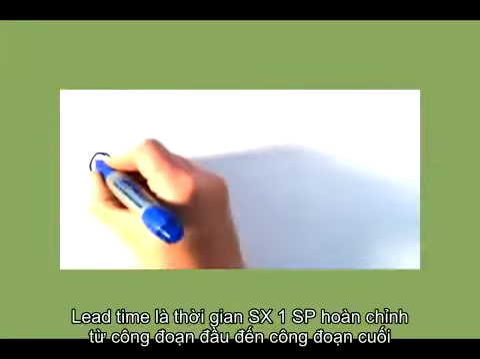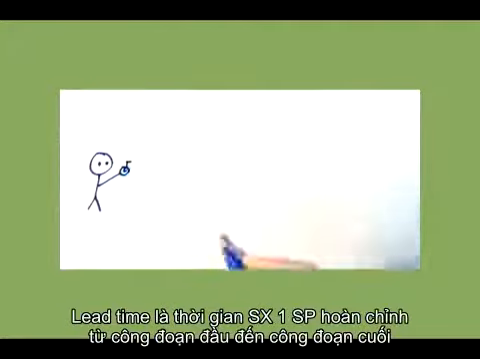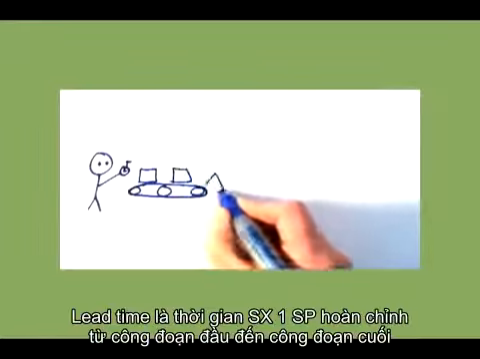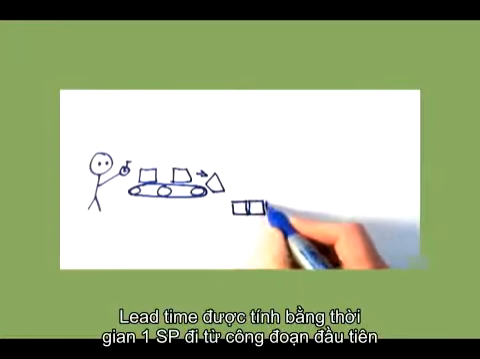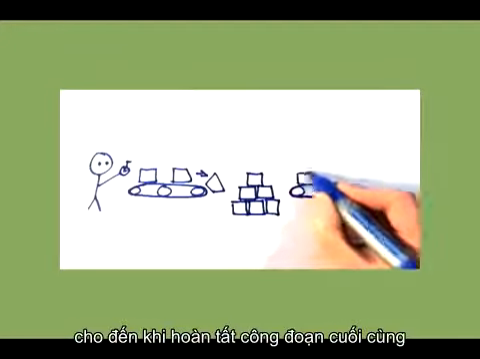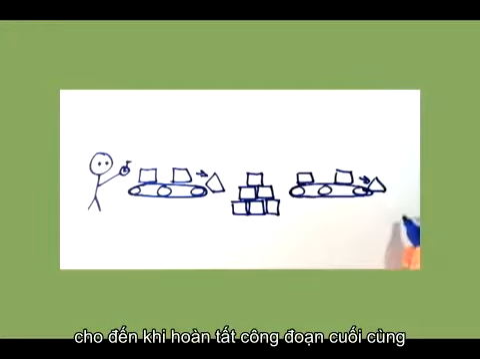Lead time is the measurement of how long it takes one unit to make its way through your operation, front to end. You measure the lead time by watching a unit enter the operation, following it through the entire process, and stopping when it leaves the last step.